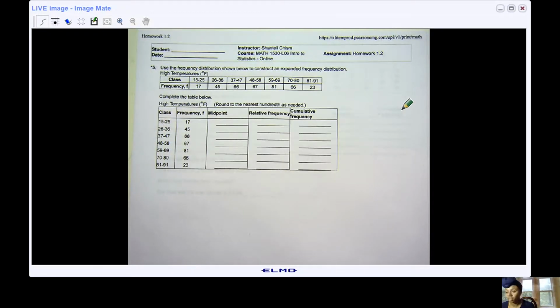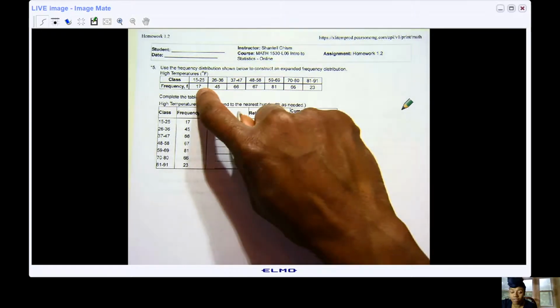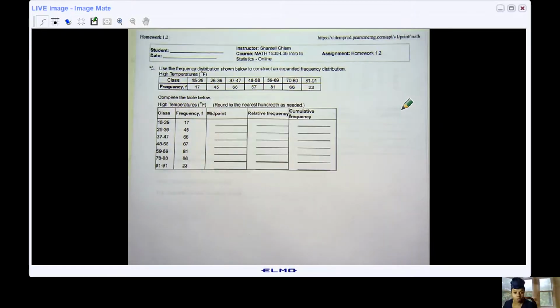Remember, the frequency is just how many data values actually belong to that class. If we actually had the data set, which we don't on this problem, we would be determining that 17 of them belong to class 1, 45 belong to class 2, and so on. So what we're going to be finding to finish up this table is the midpoint, the relative frequency, and then the cumulative frequency. Let's talk about each one.